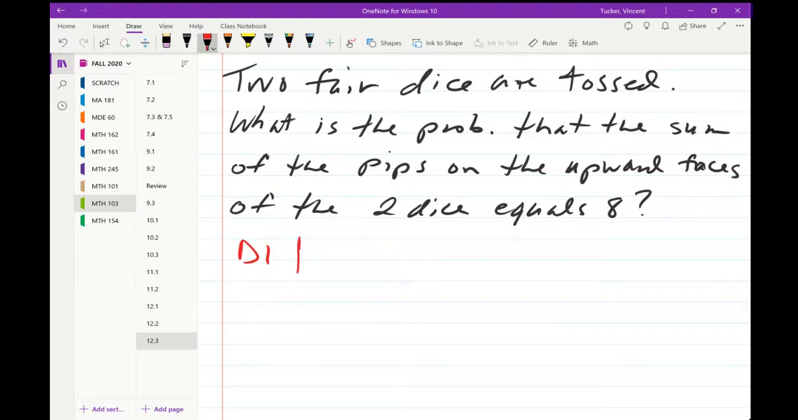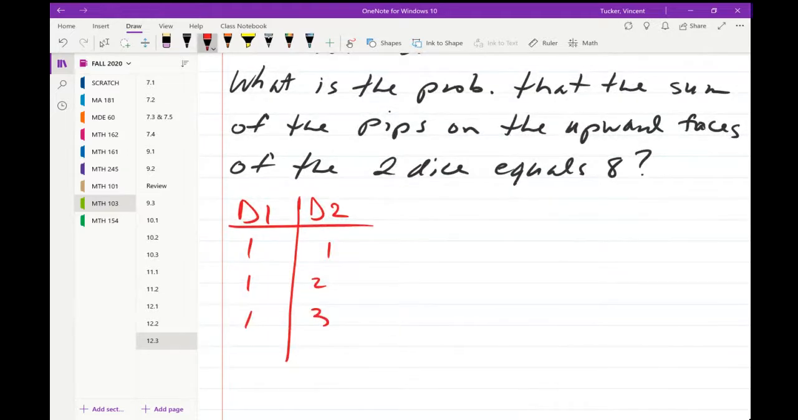So the way we would find our sample space and the way we should be looking at it, we have die 1 and die 2. So we want to know all the combinations of when die 1 is 1. And I'll just write it like this: 1 and 1, 1, 2, 1, 3, and so on. And then when die 1 turns to 2, and then 1, 2, 3, and so on, all the way down to 6.